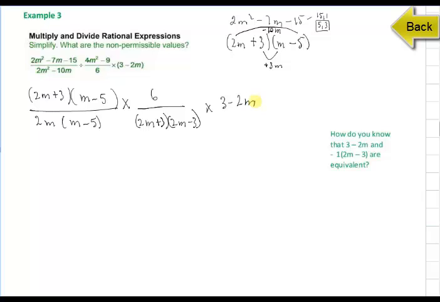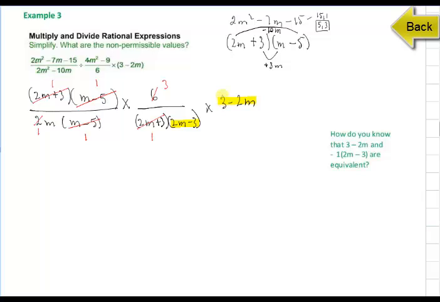Okay, so now we're going to reduce what we can. We have a 2m plus 3 and a 2m plus 3. We have an m minus 5 and an m minus 5. I have a 2 which can go into itself once and will go into 6 3 times. And then I take a look at what I have here and here. And I notice that I have the exact same terms, but my signs are opposite, right? So my 2m in the denominator is positive, but in the numerator it is negative. And my 3 in the denominator is negative, but in the numerator it's positive.